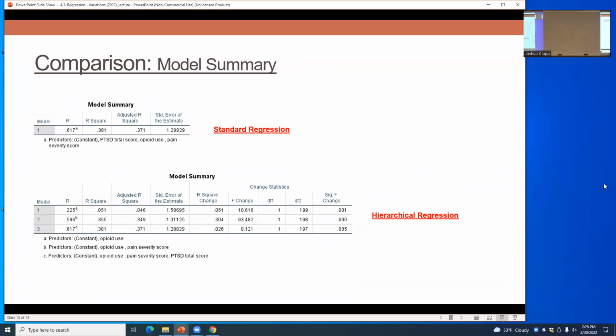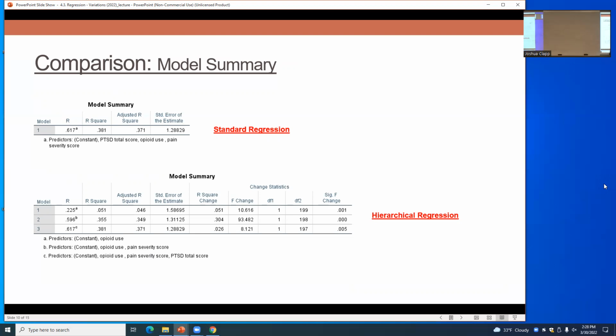So what you're going to get here is your model summary. If you were to just run this as a standard regression model, with pain, PTSD, and opiate use as your predictors, you're just going to get your R squared. You get an R squared of 0.381, and your adjusted R squared. We're all familiar with that. Your hierarchical model, with each variable entered at a different block, gives you 3 rows here.